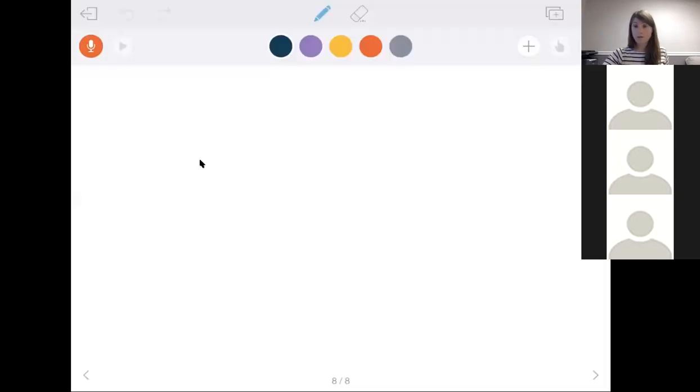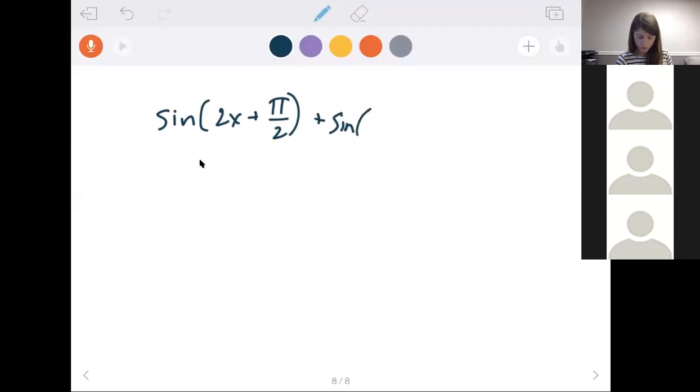All right, so the equation that we are going to do together is sine of (2x plus pi over 2) plus sine of (2x minus 3 pi over 2) equals 1. So let's jot that down. Make sure you have the parentheses in the right places so that you have a sum and a difference inside your argument. So you're doing the sum or difference first.